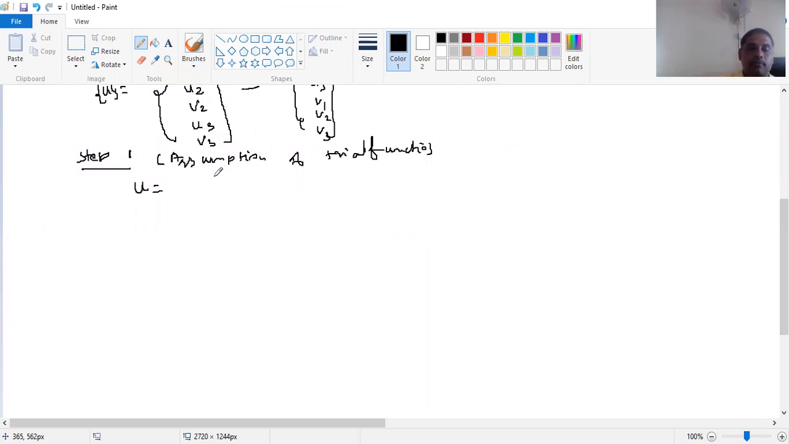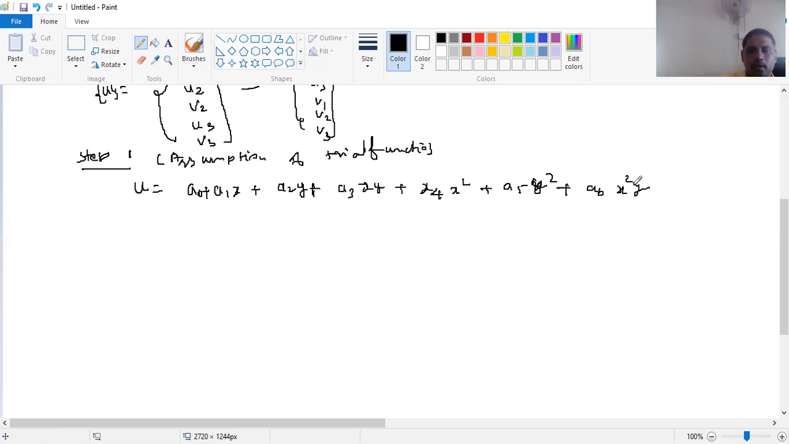So what would be the generic form of the polynomial function here? We can write a0 plus a1x plus a2y plus a3xy plus a4x square plus a5y square plus a6 x square y plus a7 xy square. So likewise it will go on.